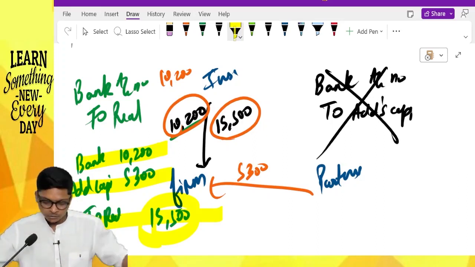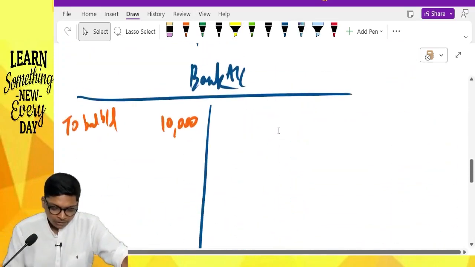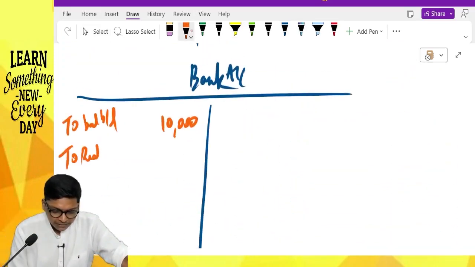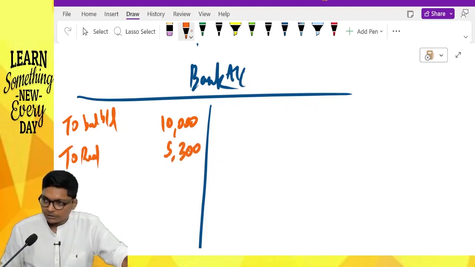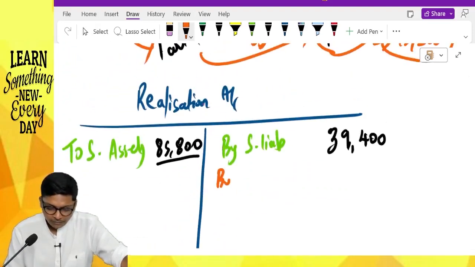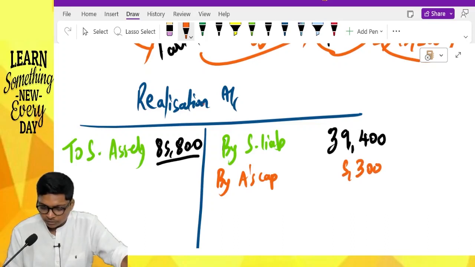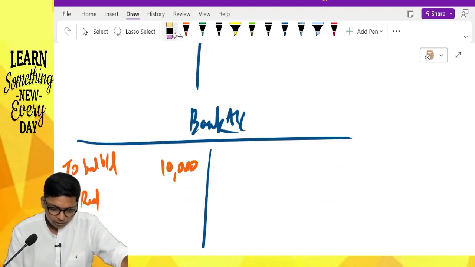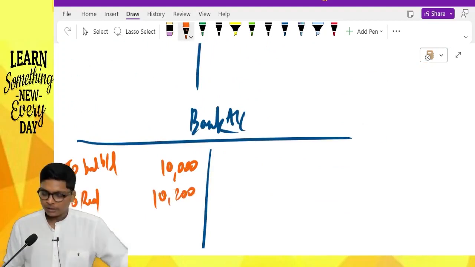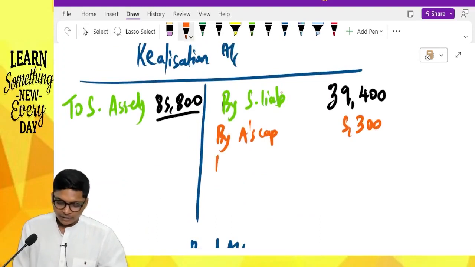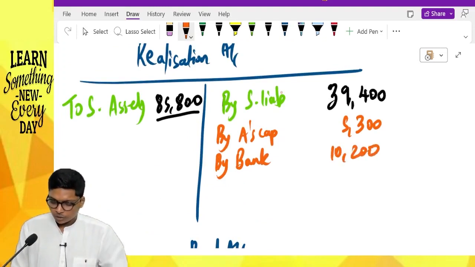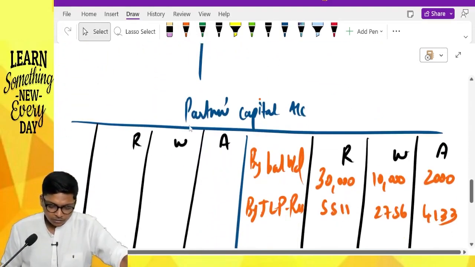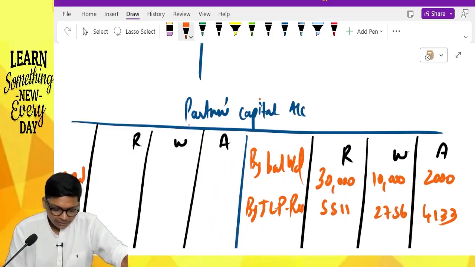Done, guys. So I'll do the posting quickly. Bank account debit side, to realization 5,300. Realization account credit side, by Add's capital 5,000. Sorry, bank 10,000 and 200. Here, realization account by Add's capital 5,300, by bank 10,200. All done, the posting and Add's capital to realization.